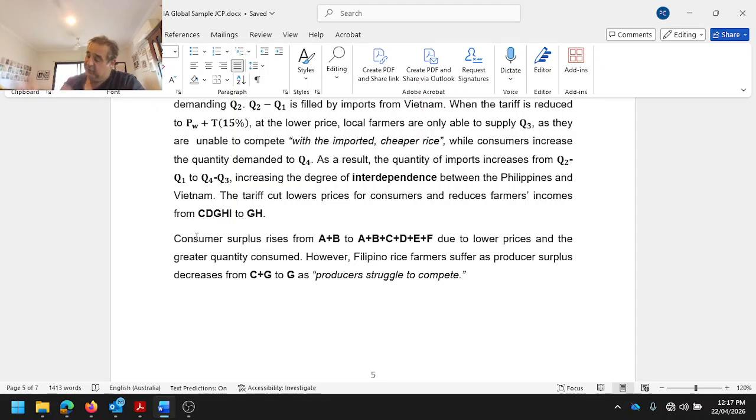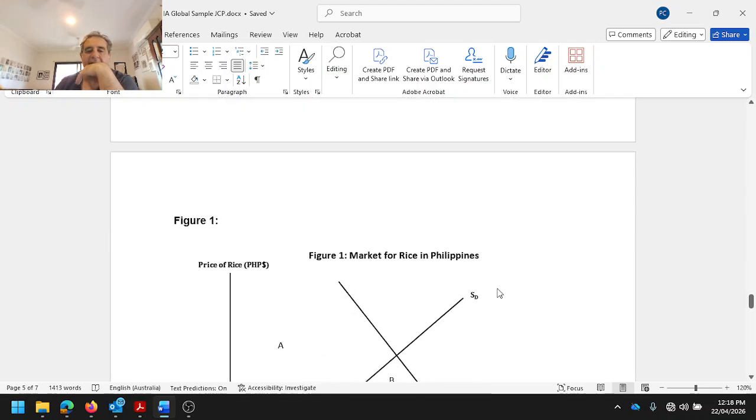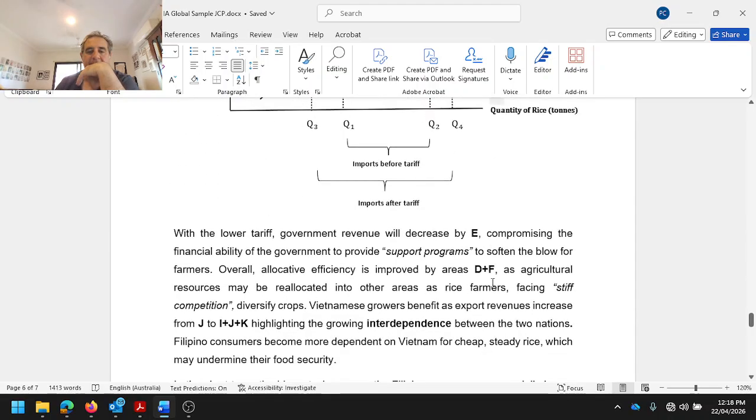It just doesn't say consumer surplus goes from this to this. It goes from this to this because it increases, because people pay lower prices and they're consuming more. So that's why consumer surplus increases. At the same time, he also says Filipino rice farmers suffer as producer surplus decreases from CG to G as producers struggle to compete. Okay, so obviously they're getting lower prices.